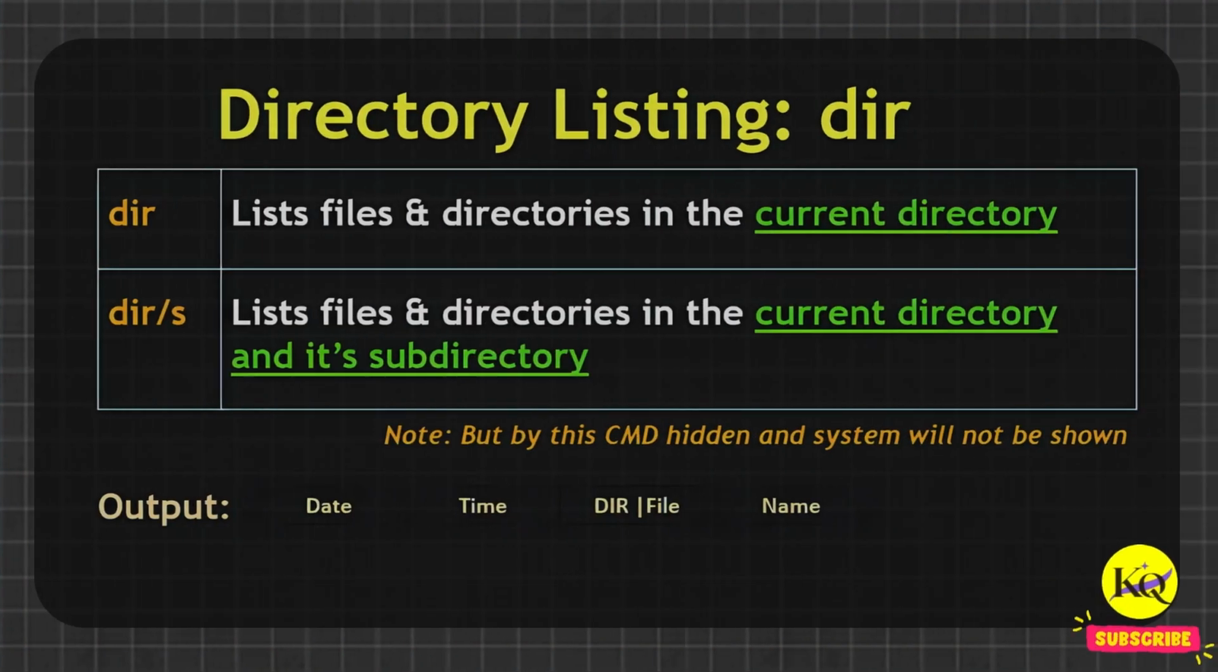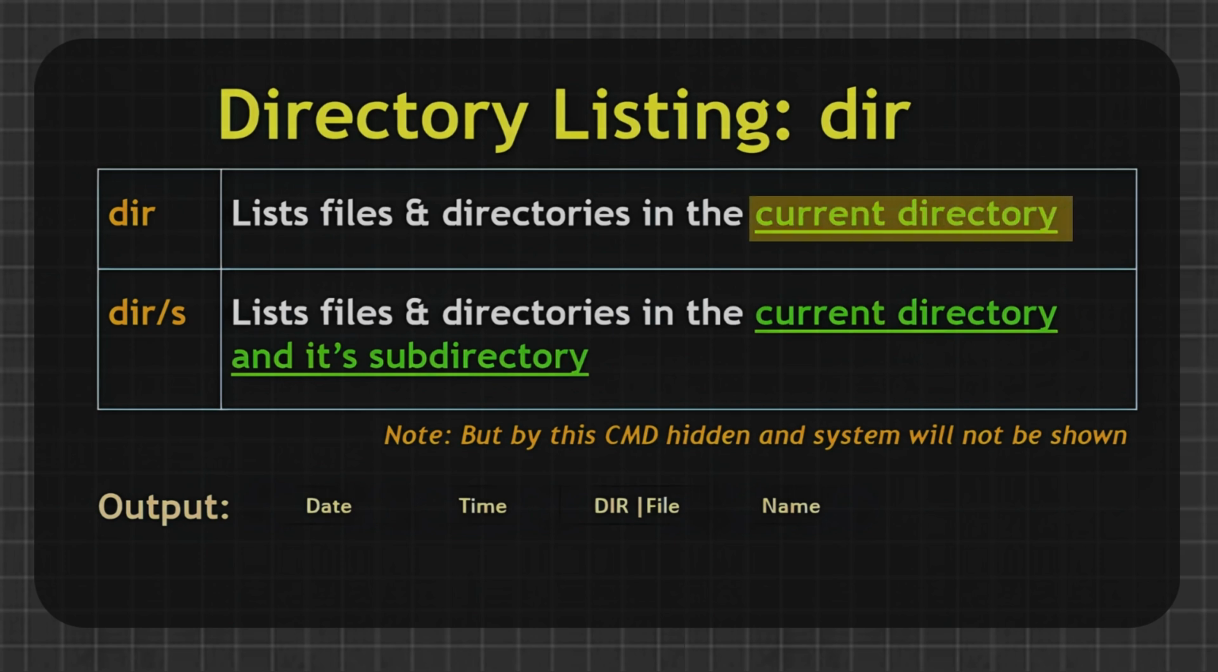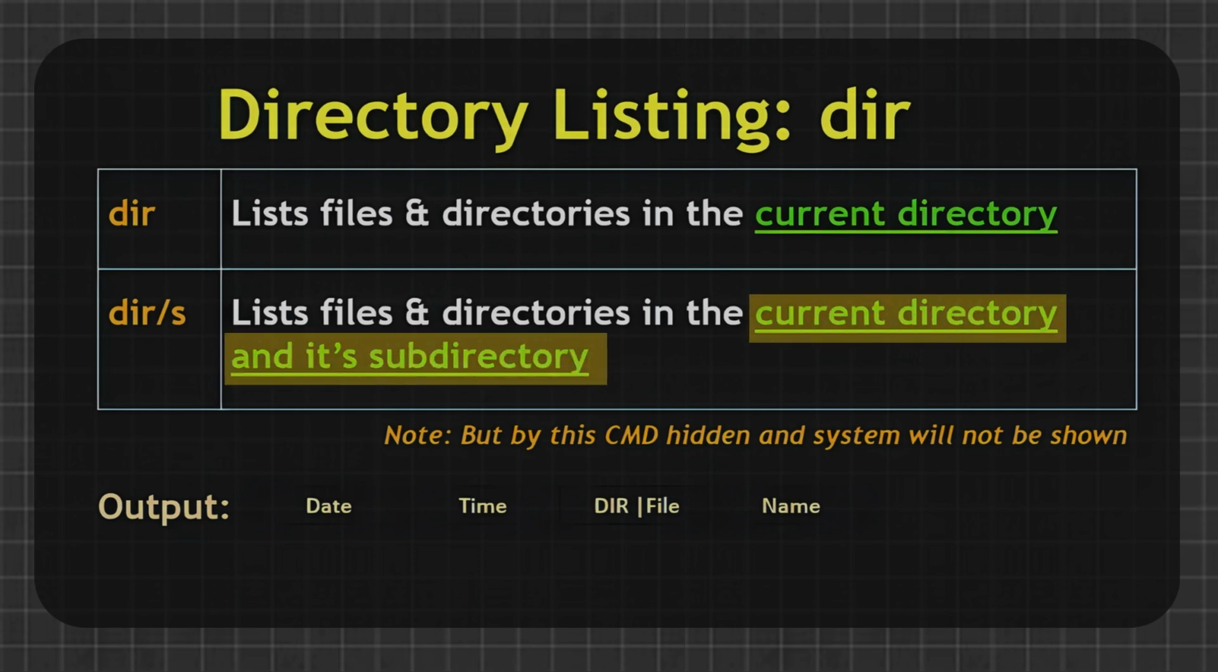So here, dir and dir slash s we are going to discuss. dir is used to list all the directories, where directory means folder, and files in the current directory. So the important thing to note is that it is going to list out all the files and directories in the current directory. And dir slash s is going to list out all the files and directories in the current directory as well as its subdirectories.